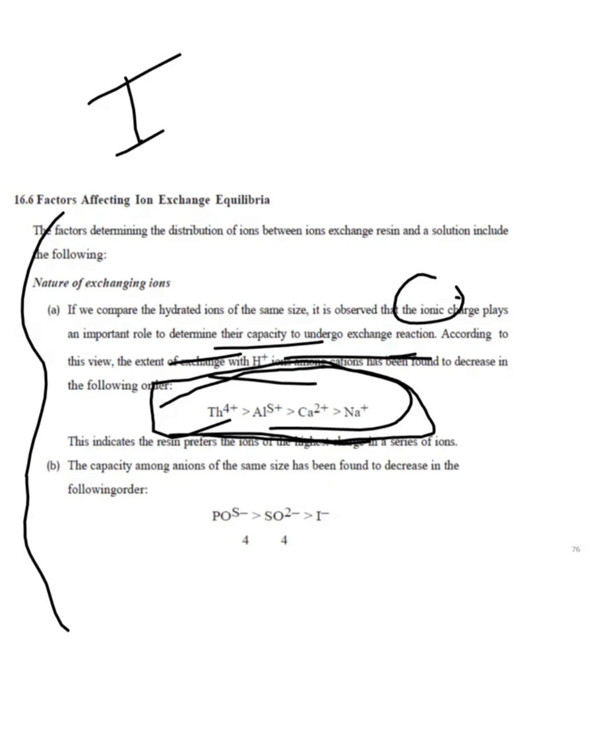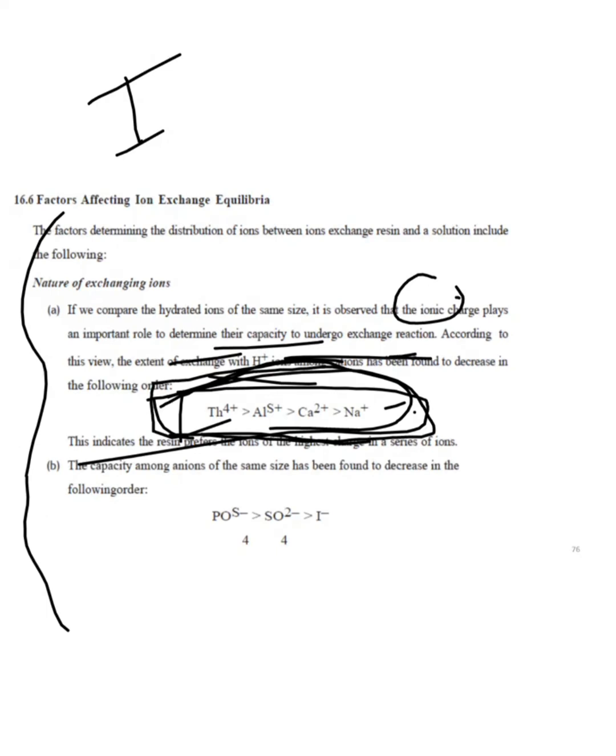So this is the ionization taking place. So this indicates the regions preferring the ions of the highest charge in a series of ions. So it depends on the ion charges present in the chemical species.